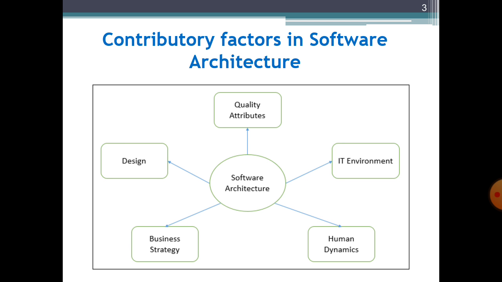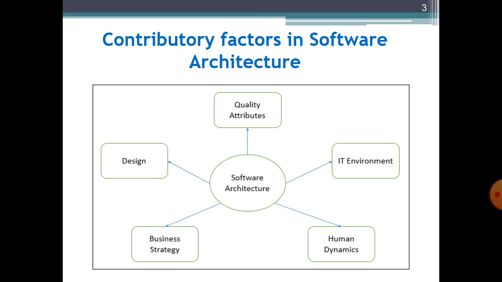So first of all, here are the different contributory factors which play an important part in software architecture: software quality attributes, IT environment, human dynamics, business strategy, and the design. All of these factors contribute toward the software architecture. So let's discuss these factors one by one.